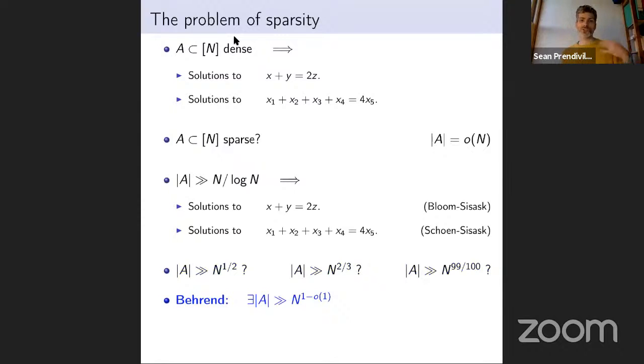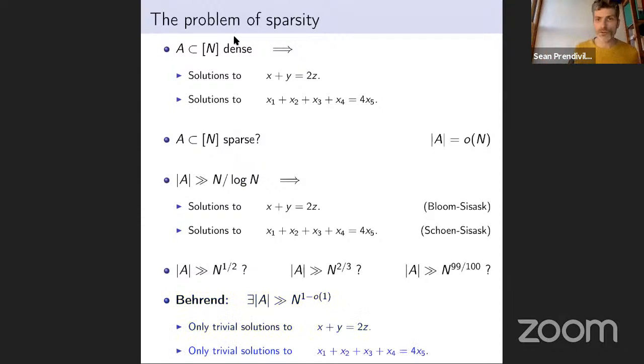And the reason is there's a construction of Behrend from the 40s of a set of integers which is better than polynomial in its sparsity. It's larger than any power of the length of the interval, any power which is less than 1, asymptotically. And it doesn't have any 3-term progressions, and it doesn't have any non-trivial solutions to our equation in 5 variables. So we can't hope to deal with this level of sparsity in general.